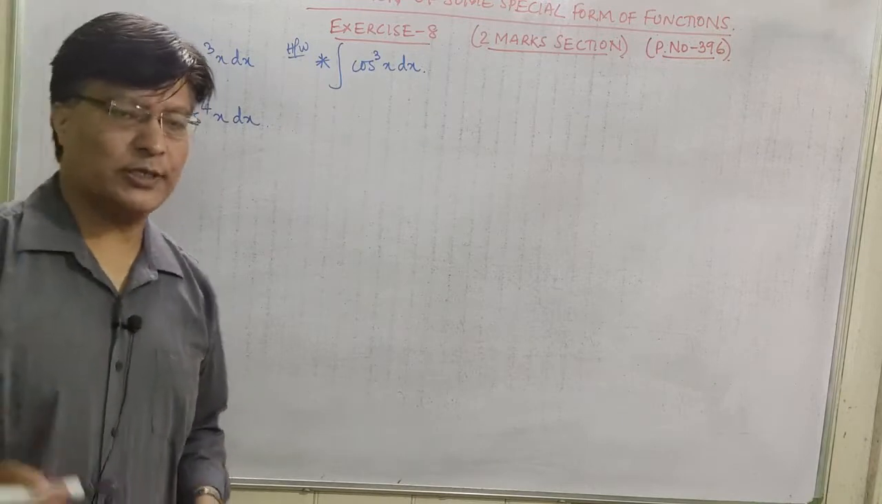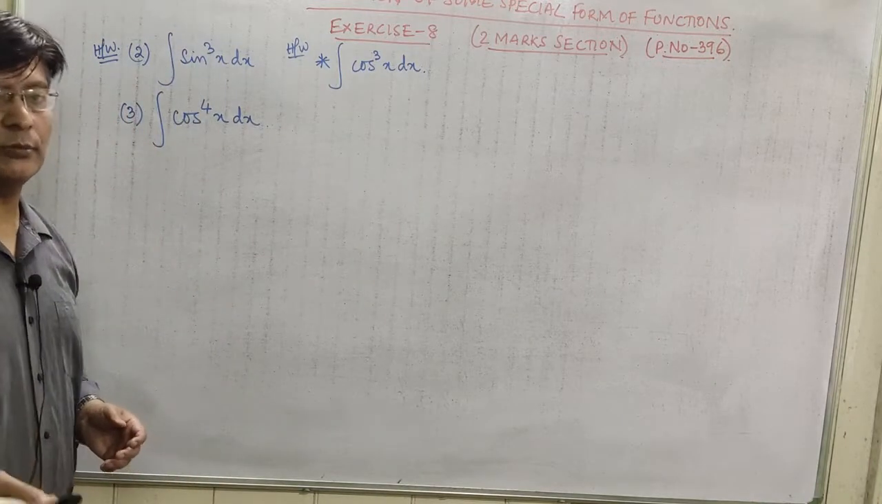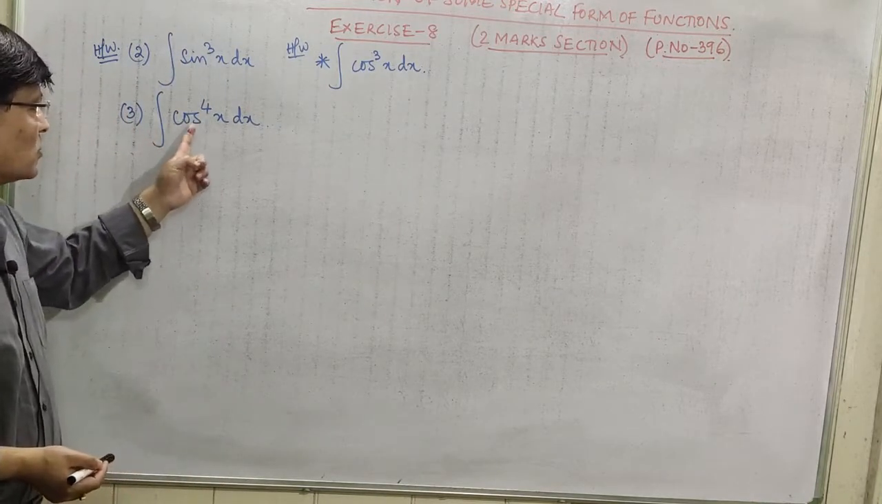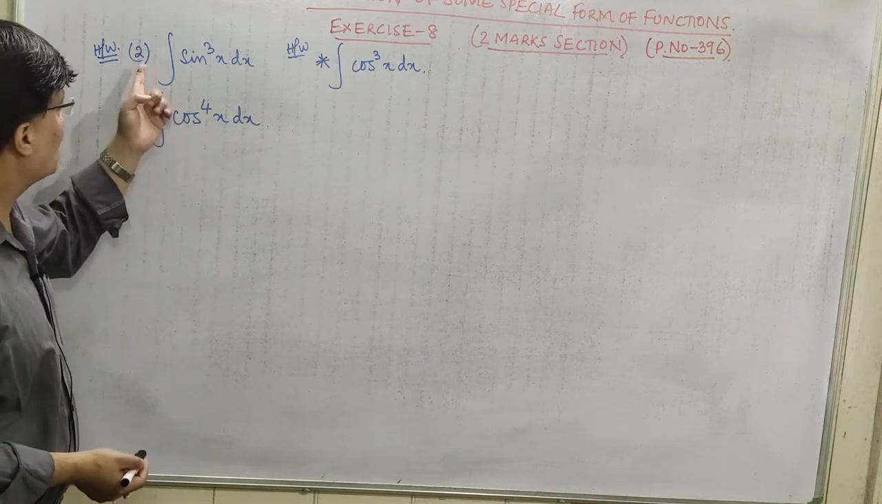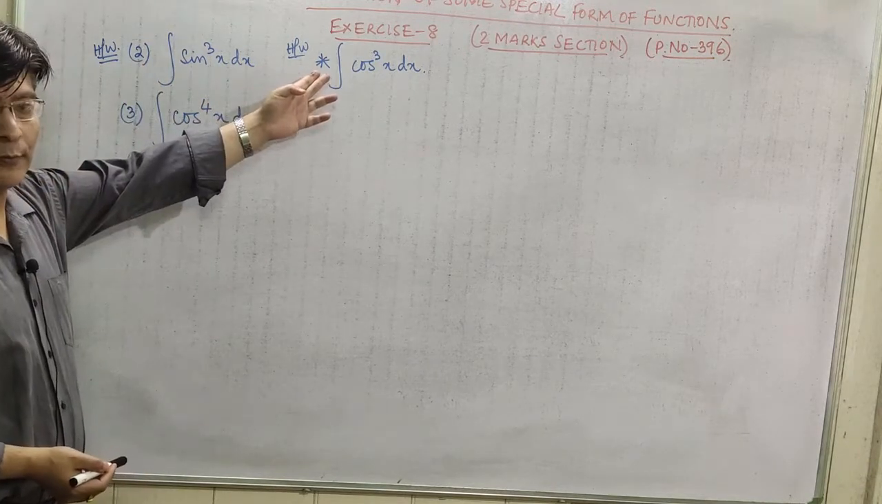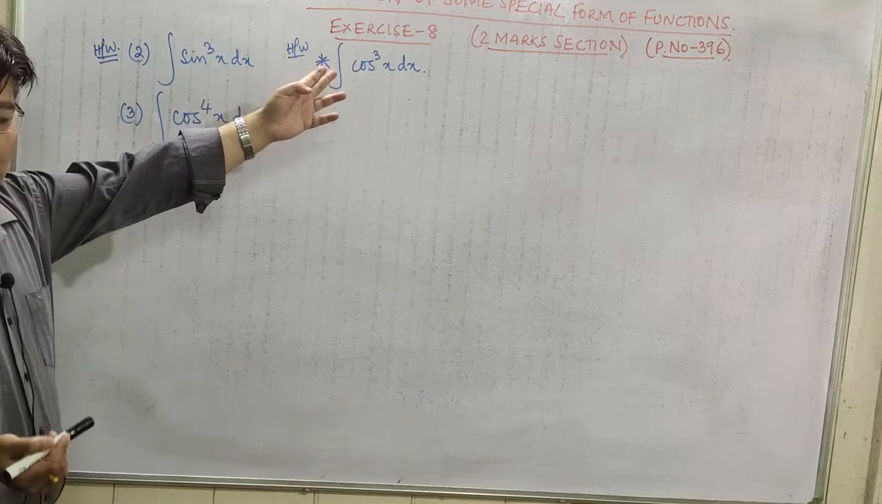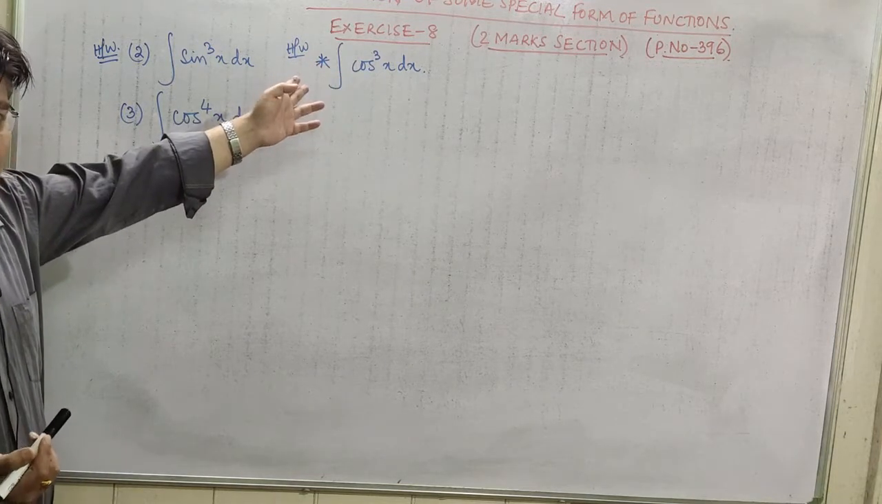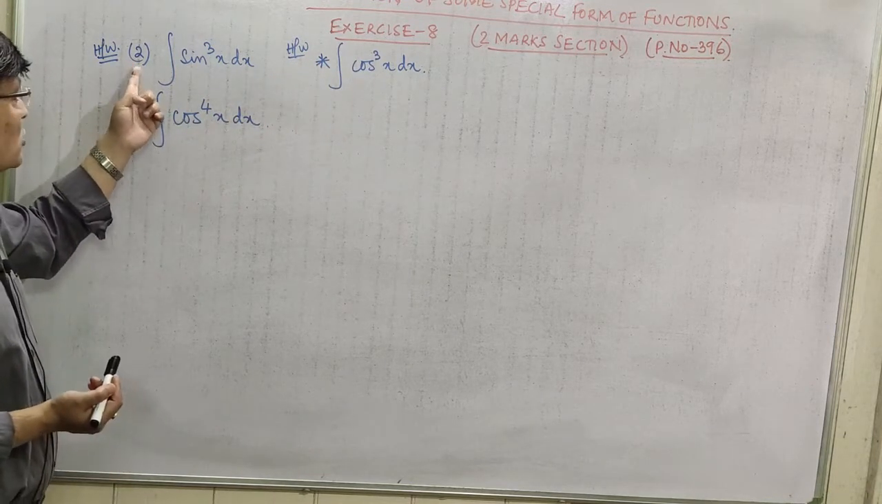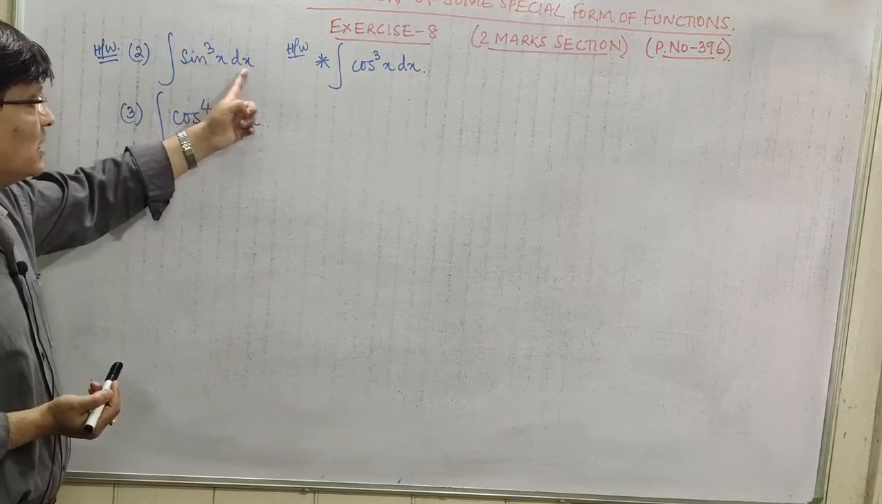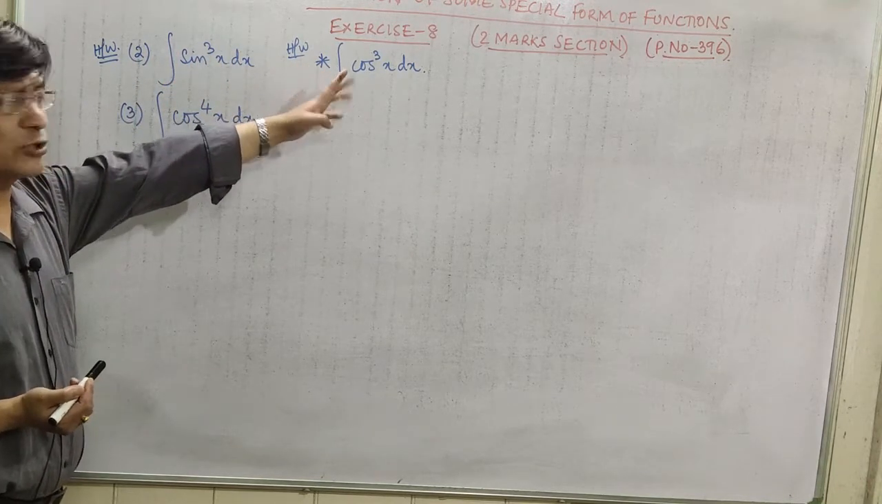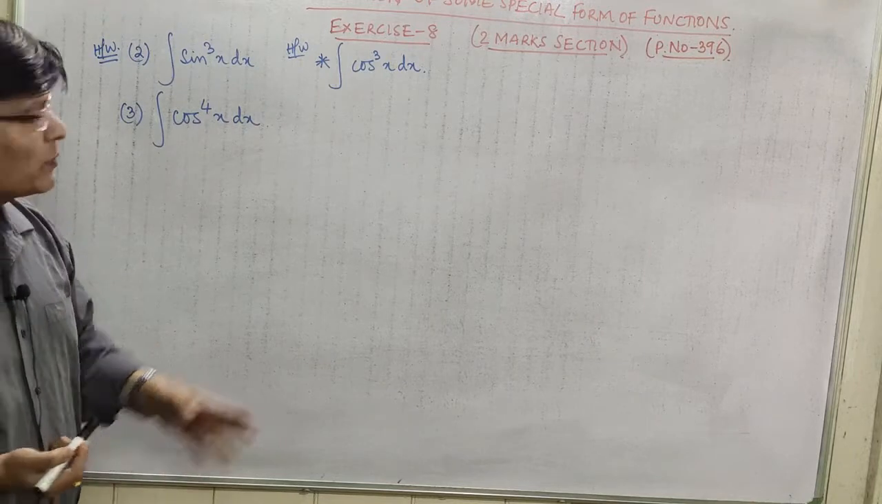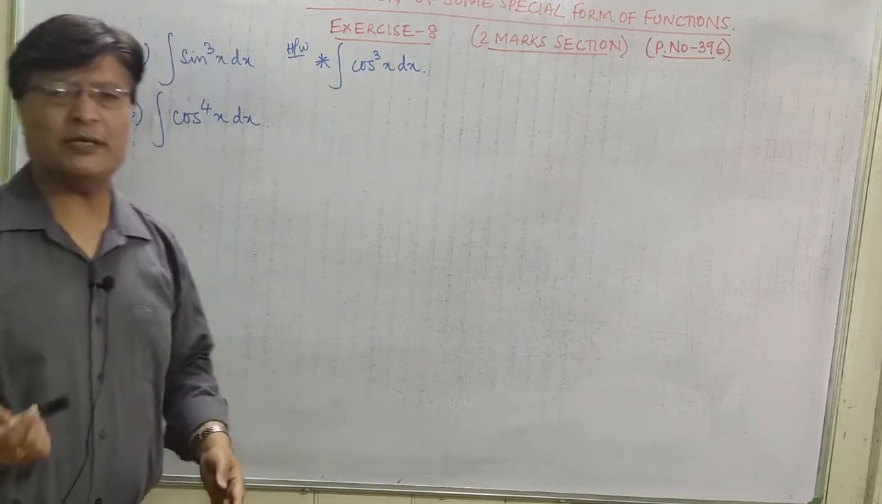So now we'll do the next question, that is question number 3. Let's do this question number 3, that is integration of cos to the power 4 x dx. And this question number 2, which is not from the book, I have given myself. So this is question number 2, integral sin cube x dx, and this is integral cos cube x dx. Okay, so these questions are given by me, so you can do them.